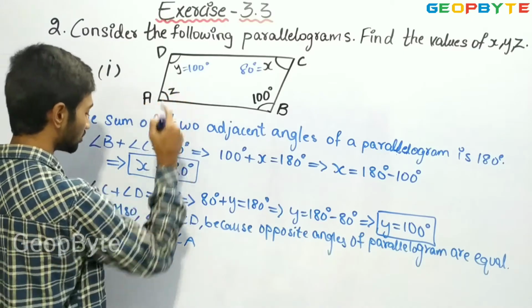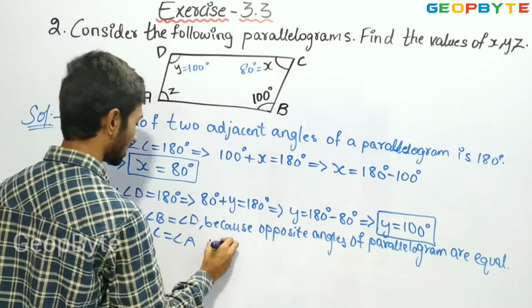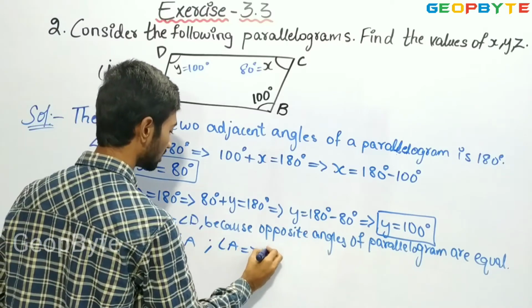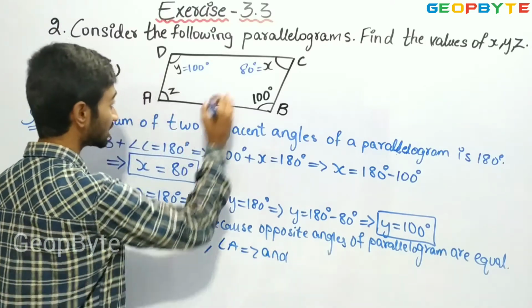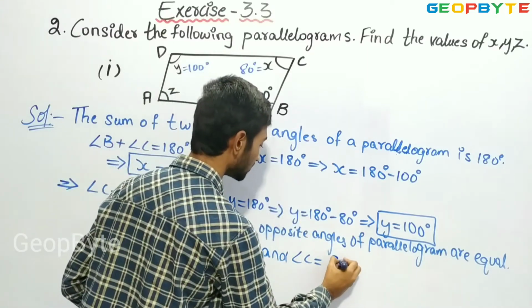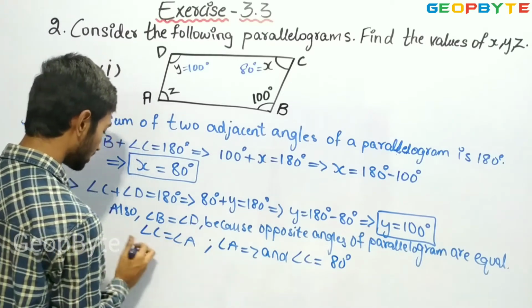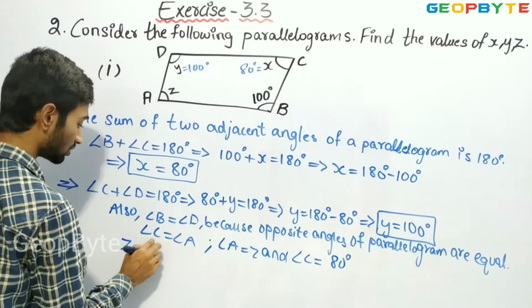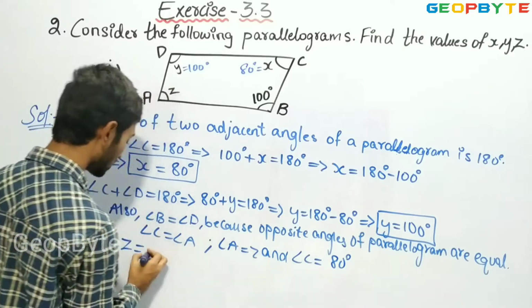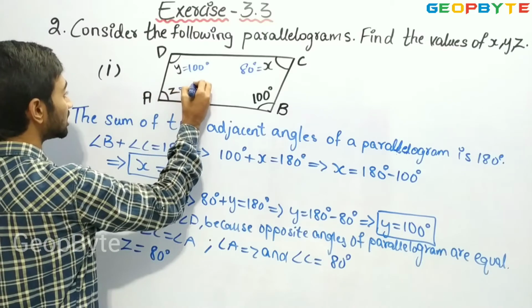So angle A is equal to z. It is given angle A is equal to z, and angle C is equal to 80 degrees. So here angle C is equal to angle A. So angle A is equal to z, which is equal to angle C. Angle C is equal to 80 degrees. So the value of z will be 80 degrees.